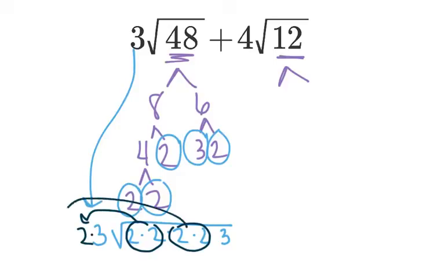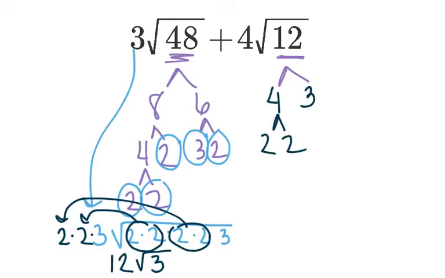And anything that's out there together is going to get multiplied together. So for this radical, the final answer would be 2 times 2 times 3 gives me 12. And I only have a 3 left over in the radical. So when 3 radical 48 is simplified, I get 12 radical 3. So now I go over here and do my other radical.